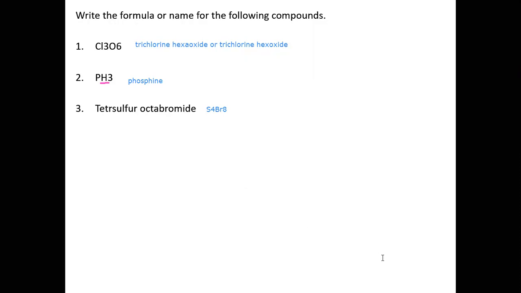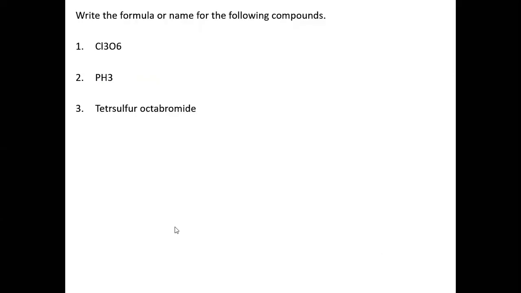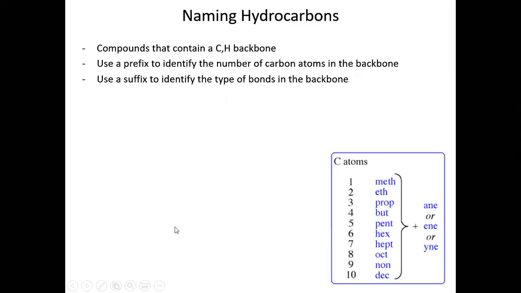So again, with binary covalent compounds, it's very important that you remember the Greek prefixes. Now we're going to look at hydrocarbons. With hydrocarbons, we're only looking at compounds that have this CH backbone. The way we identify the name of these compounds is we use a prefix to identify the number of carbon atoms in the backbone. So we count the number of carbon atoms. They get a prefix, and those prefixes are listed down at the bottom right.